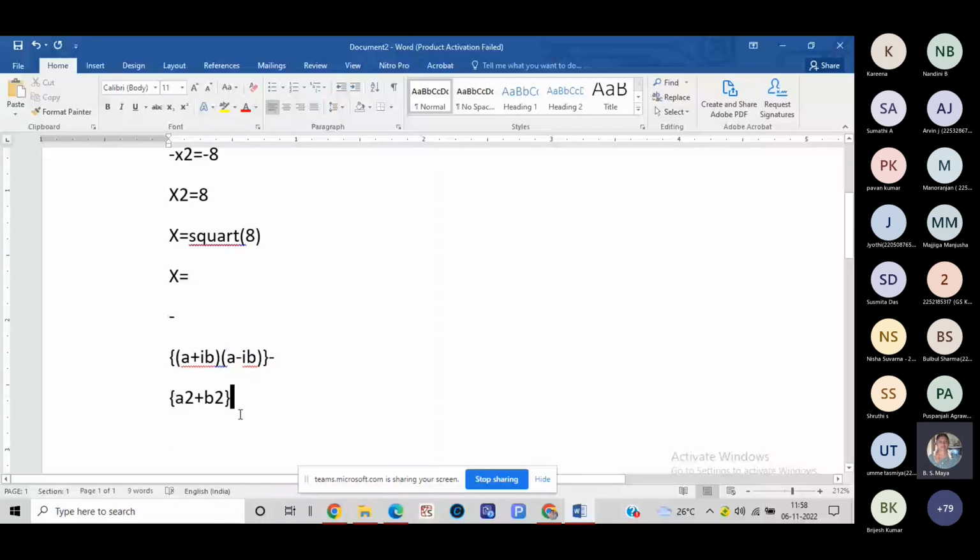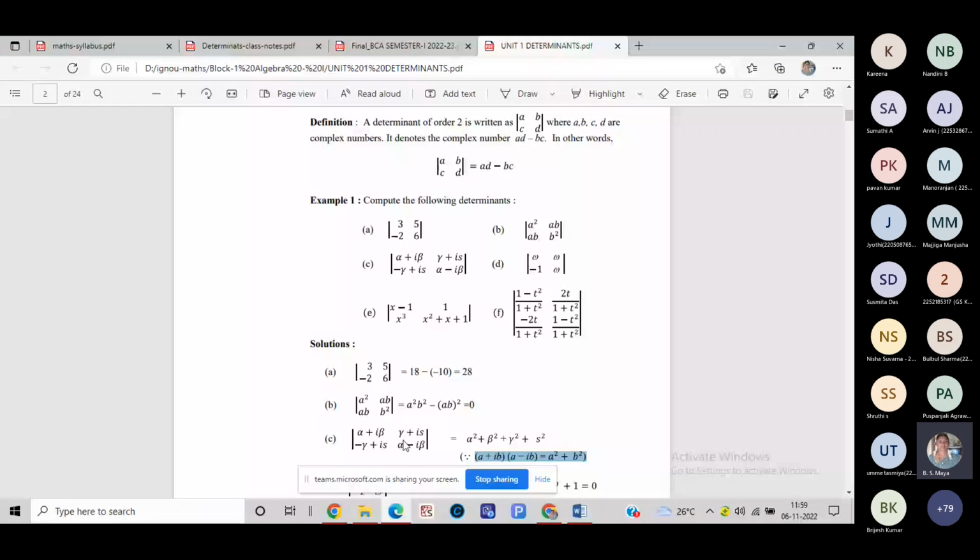A plus IB into A minus IB can be represented as A square plus B square. Clear? I square should be represented as what? Minus 1, so it becomes plus after simplification. Can I go next? After that, what about beta? This one, gamma plus I S and gamma minus I S. What happens? Again, you will get plus, and it will be represented as gamma square plus S square.